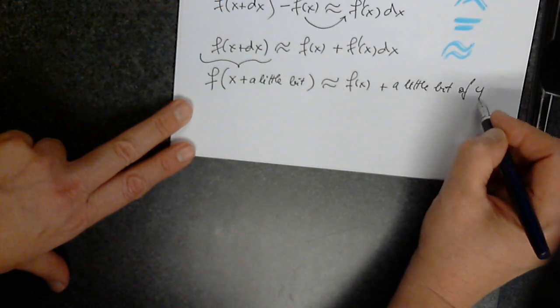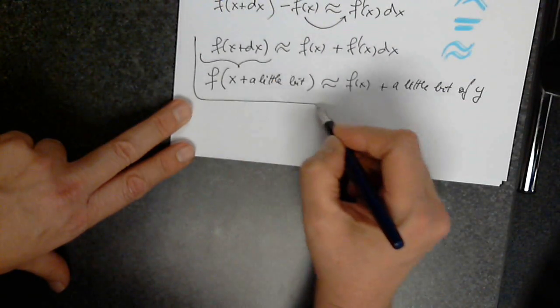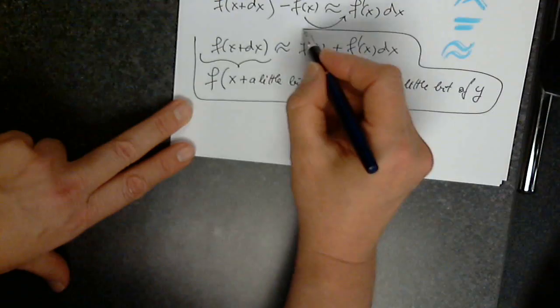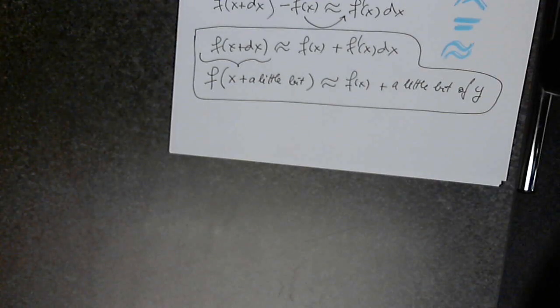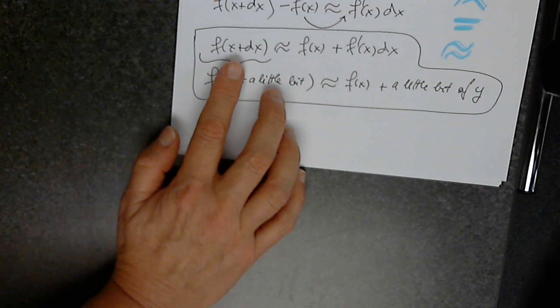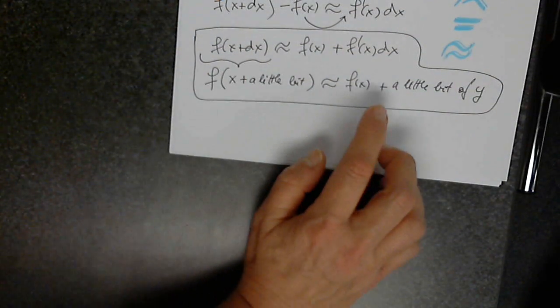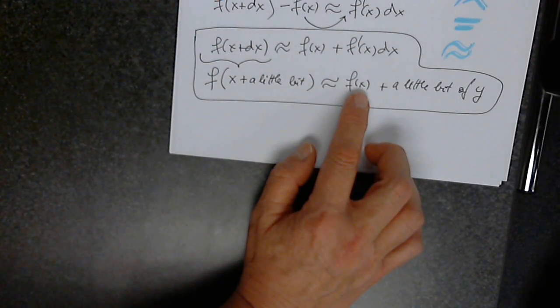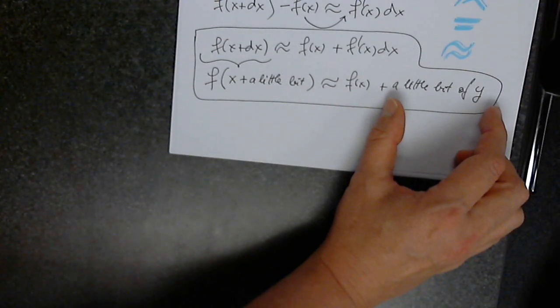Don't show this to anybody, because mathematically it is not improper, but it doesn't really have math in it. It's a way of remembering what this means. So if there is a little bit of change in x, that is the same as the original f of x for that point, plus a little change in y.